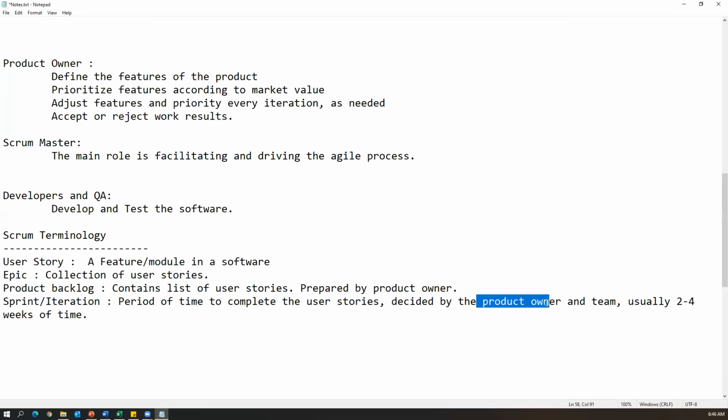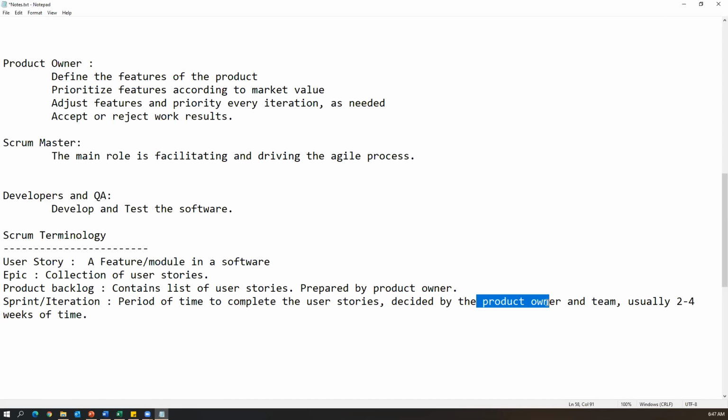Suppose the product owner has created, let's say, 100 stories. Developers and testers will not complete all 100 stories within one sprint. They will pick some stories among the 100, like 5 to 10 stories, and they will develop and test them in one sprint. At the end of the sprint, we will deliver one piece of software to the customer. The sprint duration will always be 2 to 4 weeks, a very short period of time. Within 2 to 4 weeks, we will deliver a piece of software to the customer which contains some working functionality. The customer should be able to work with that functionality.